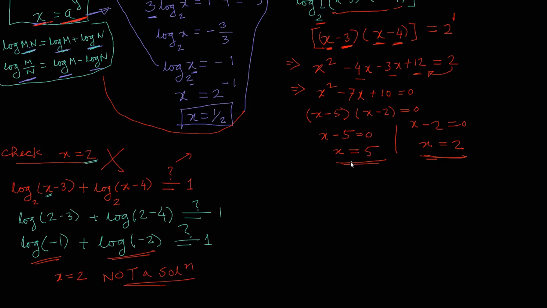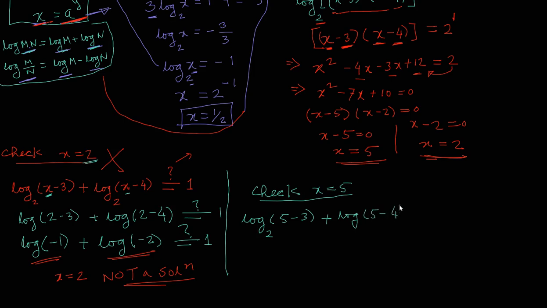So now I'm going to check x equal to 5 in that equation. So what's that equation? Logarithm of x minus 3, so 5 minus 3, remember this is base 2, plus logarithm of x minus 4. My x is 5, so 5 minus 4 base 2, and I want to see if this expression yields 1 or not.